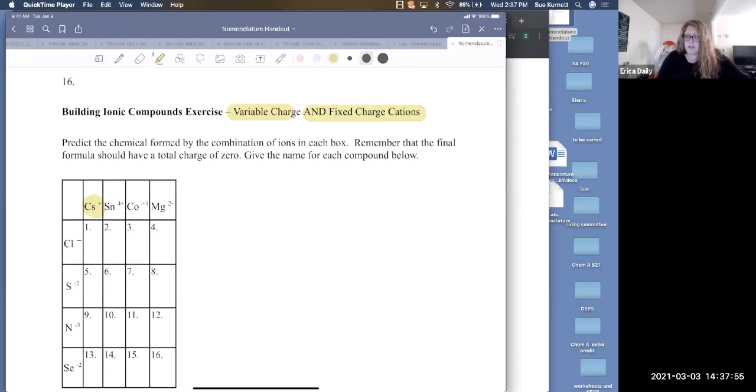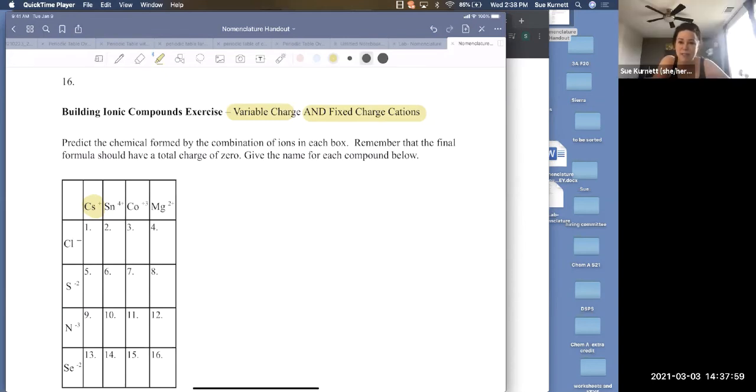No, I don't think you would state the charge, right? Right, because it's only +1. The choices are 0, the element, or +1, the ion. How about 10? Would you state the charge? Turns out you do, because 10 can be +2 or +4.